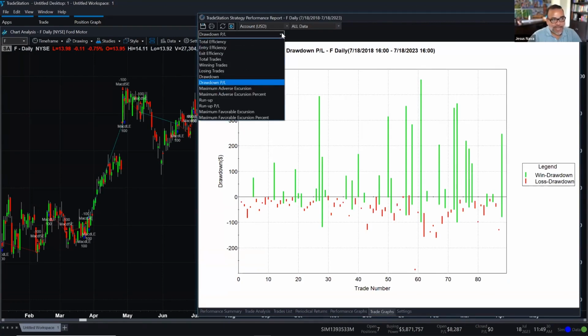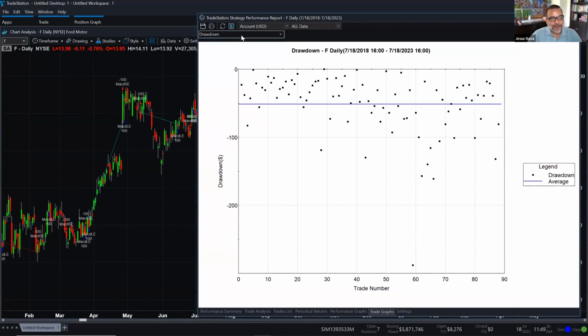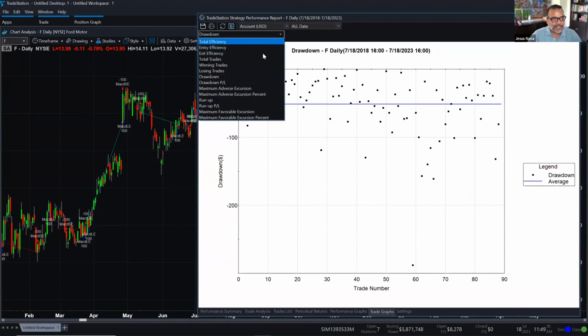Drawdown, we have a drawdown P&L. There's a few graphs here that I want to combine, because in addition to drawdown, let's go back here to drawdown. We already explained what drawdown is, but we have also run up. So I'm going to skip a few. From drawdown, I'm going to go to run up.